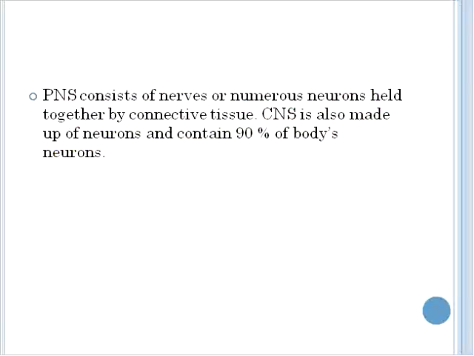The peripheral nervous system, which we talked about previously, consists of nerves, or numerous neurons held together by connective tissue. The central nervous system is also made up of neurons. In fact, 90% of the body's neurons are found in the central nervous system.